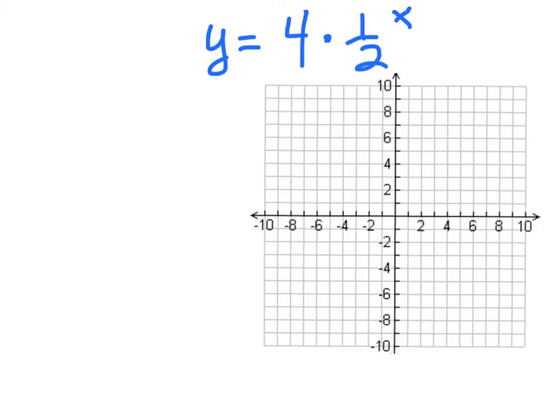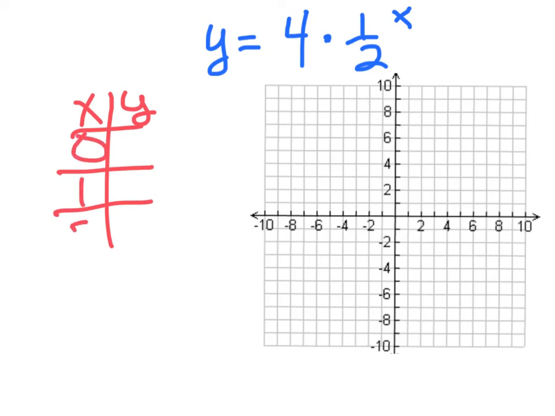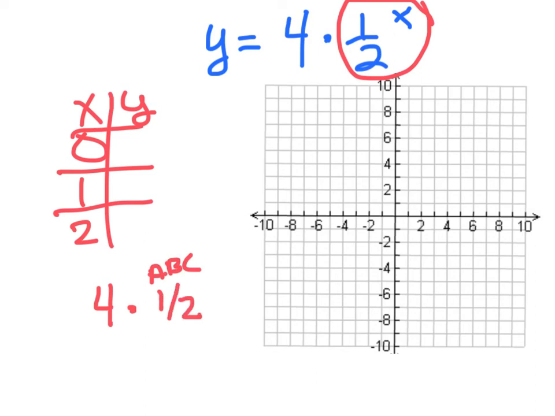In this last problem, same concept, make a table. 0, 1, and 2, filling in the values for x. But here we have a fraction. But that's okay, because we can still just plug these things directly into the calculator. 4 times, using the ABC fraction key, 1/2 raised to the 0. So when you get that, you should get 4.